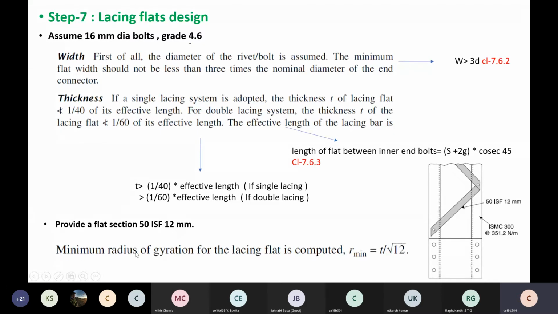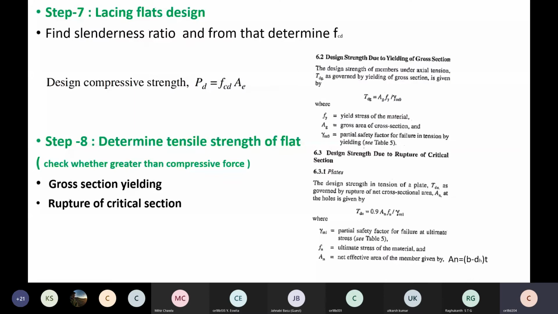We'll calculate the minimum radius of gyration for the lacing flat, which is given by t by root 12. We know the t we have provided as 12 mm. So you tell me what is the minimum radius of gyration. Yes, 3.4 mm.